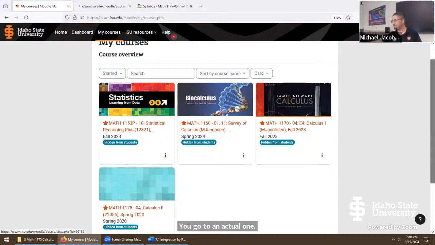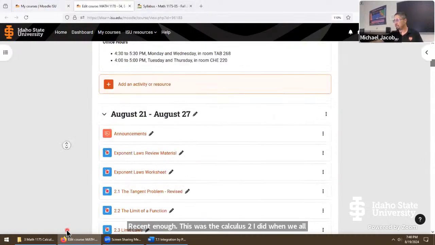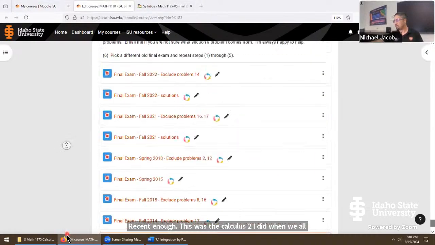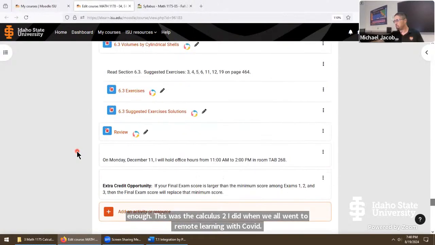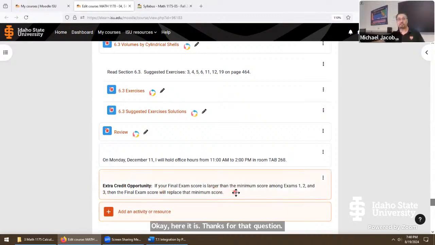Need to do one that's recent enough. This was the calculus 2 I did when we all went to remote learning with COVID. Okay, here it is. Thanks for that question, Eric. So this is what the policy actually looks like. I misspoke when I said it the first time.